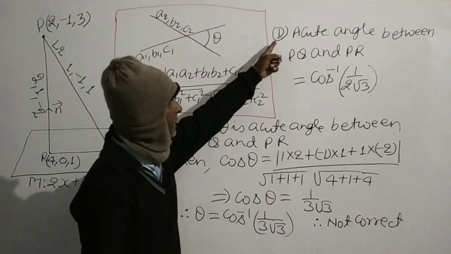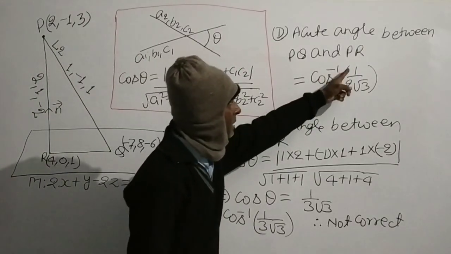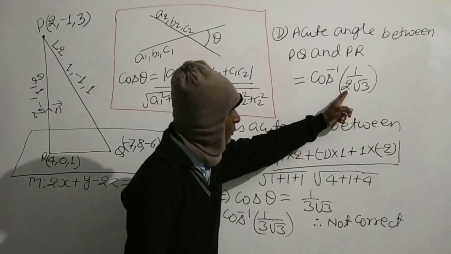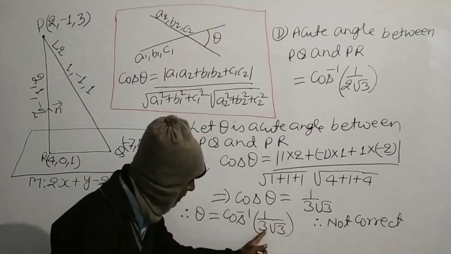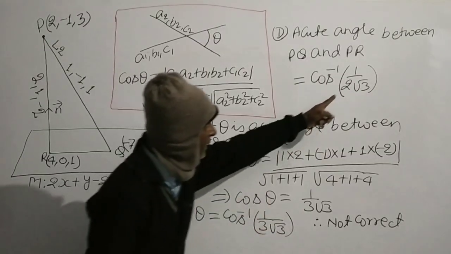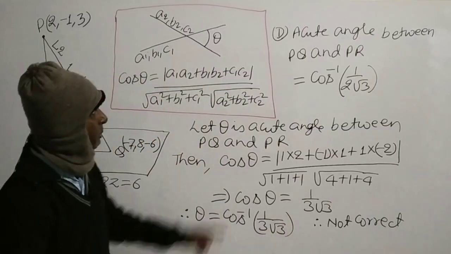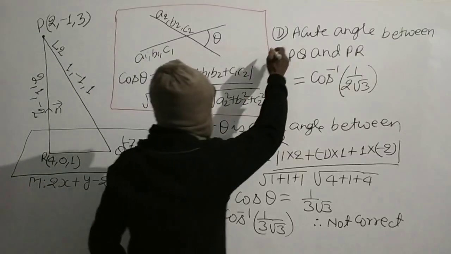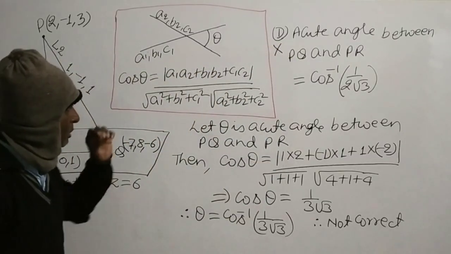But in option D, it is given that angle is cos inverse 1/2 root 3. Here is given 2 root 3, but we get 1/3 root 3, not 2 root 3, but 3 root 3. Therefore, this option is not correct. Now solution is over.